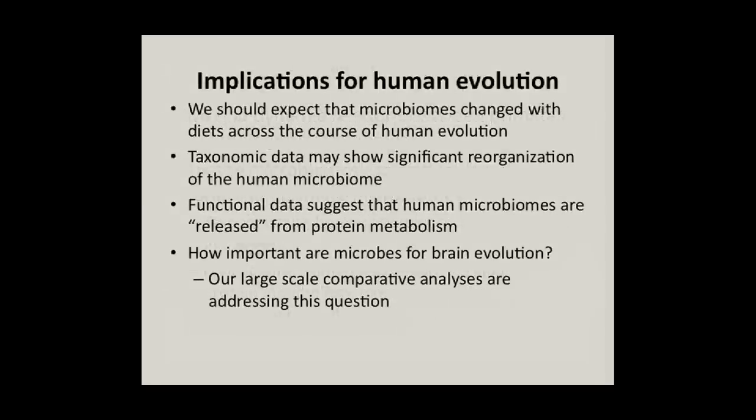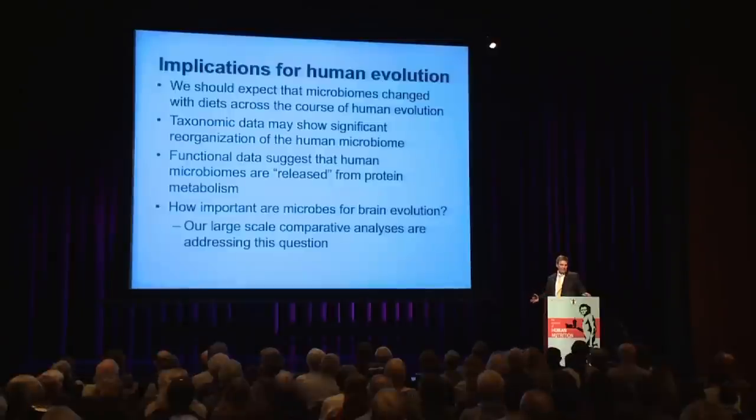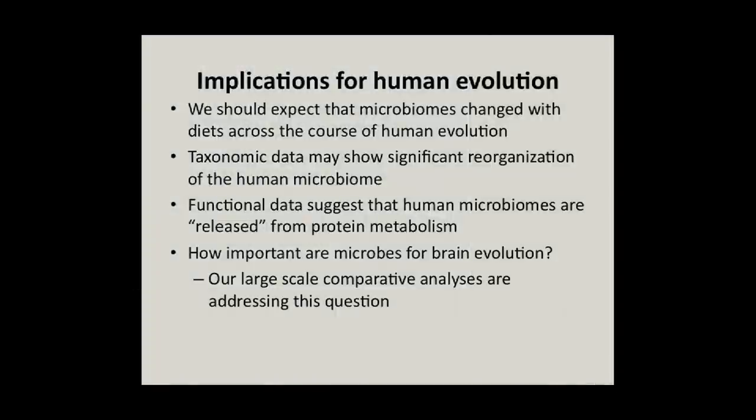Now, what are the implications for human evolution? I think we can expect that microbiomes change with diets across the course of human evolution. Of course, unfortunately, as far as I can tell, we can't directly get those microbes out, but it's something to think about when we talk about climate change, diet change, and so on and so forth. And the howlers may give us some guidance on that issue, as well as other species that we're looking at. The taxonomic data seem to be showing some significant reorganization of the human microbiome. We might be thinking about release from protein metabolism. We're asking how important are microbes for brain evolution, and our large-scale comparative analyses will be addressing that.